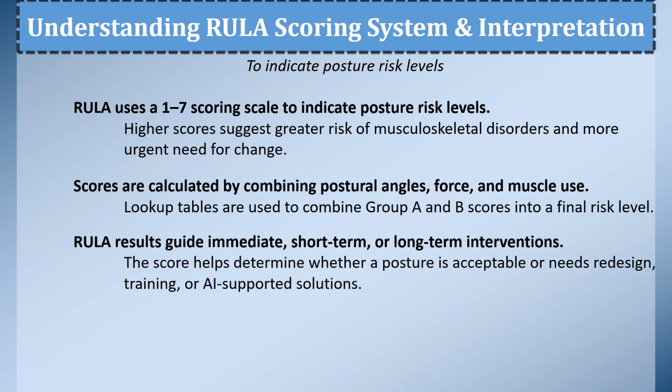ROLA results guide immediate, short-term or long-term interventions. Once the score is obtained, it directly informs what kind of ergonomic action is needed. Lower scores may suggest occasional monitoring, while higher ones require more systematic changes, like adjusting tools, workflows, and even using AI tools to correct postures in real time.